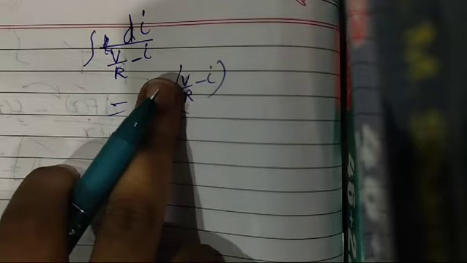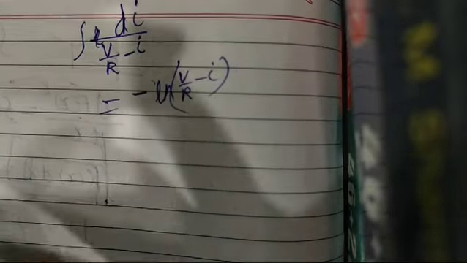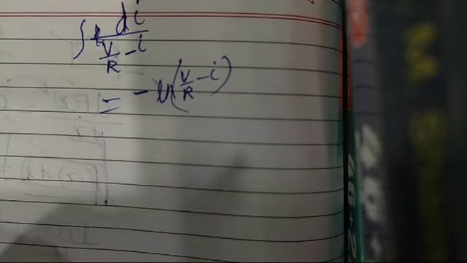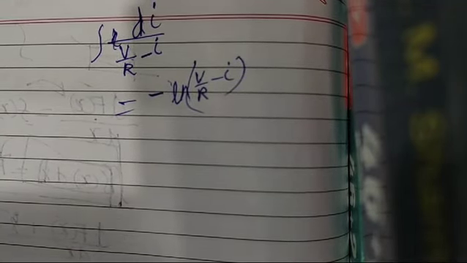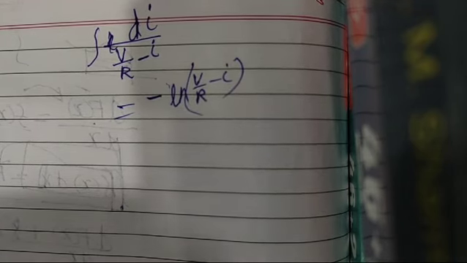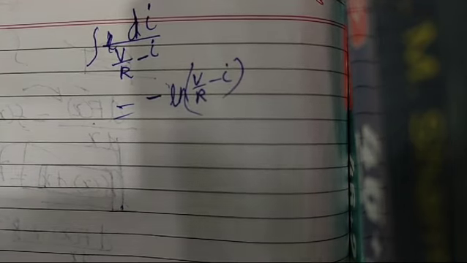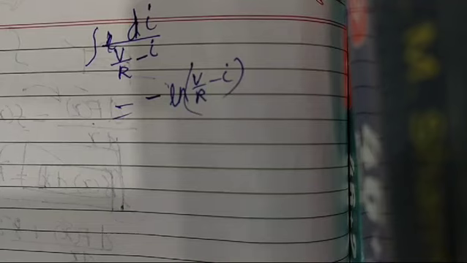dv by di, and we just integrated it simply as minus v by r minus I. So I'm going to show you how we came to this conclusion, and I'm going to do two questions here, and we'll probably end it here, or maybe I will do one more topic and end it.